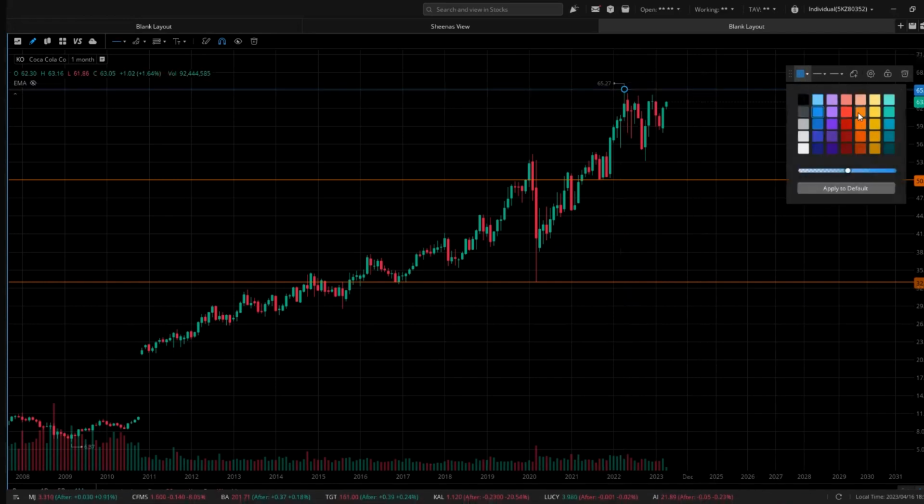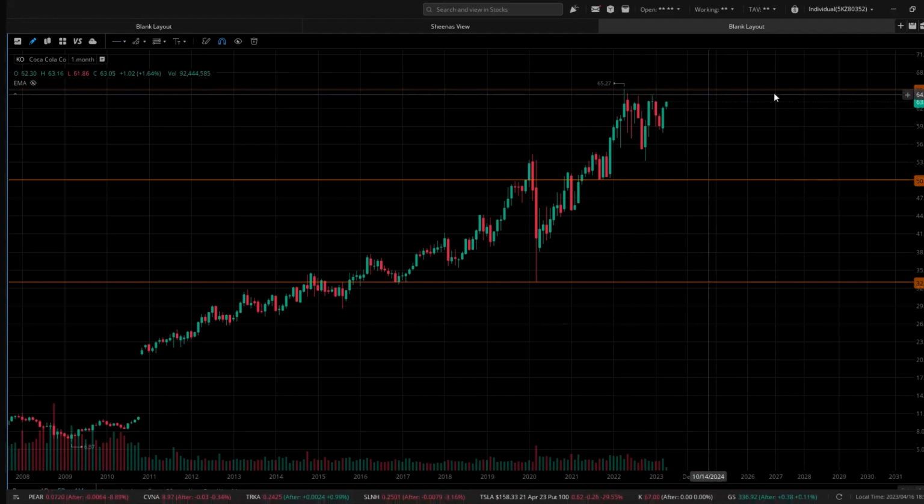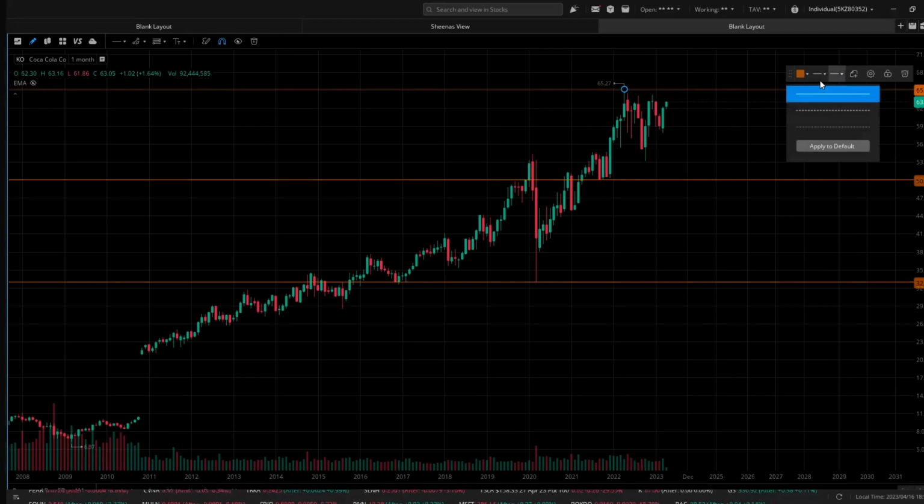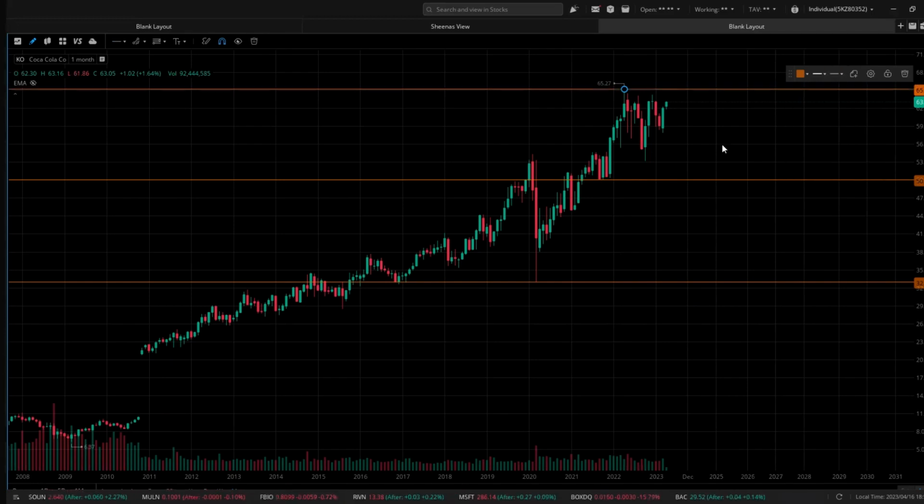Okay. We also can put one all the way at the top here because this is where it reached its peak. Make that orange. And really, like I said, it's an area. Let's make this a little bigger. You can see the lines.